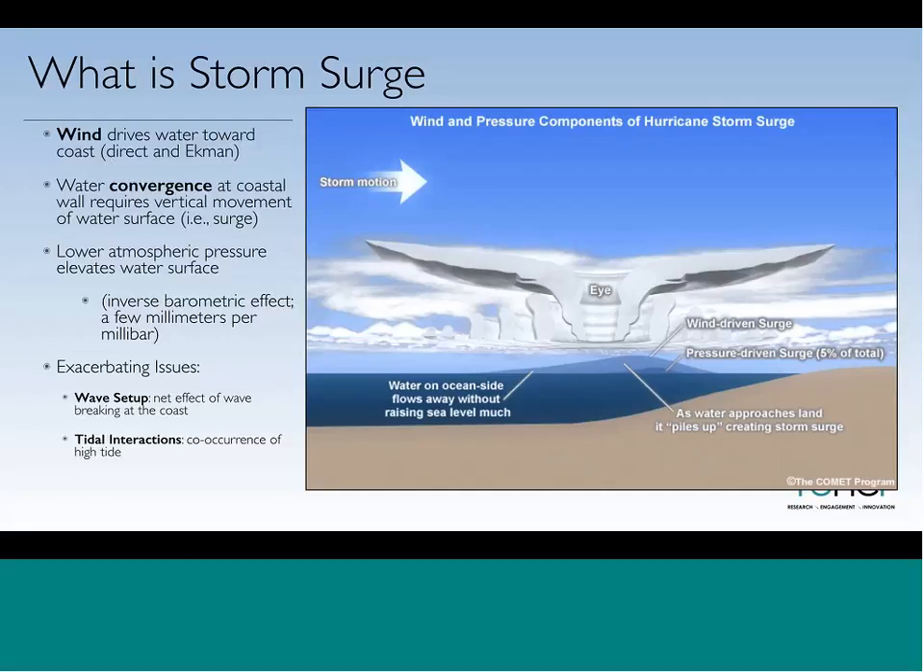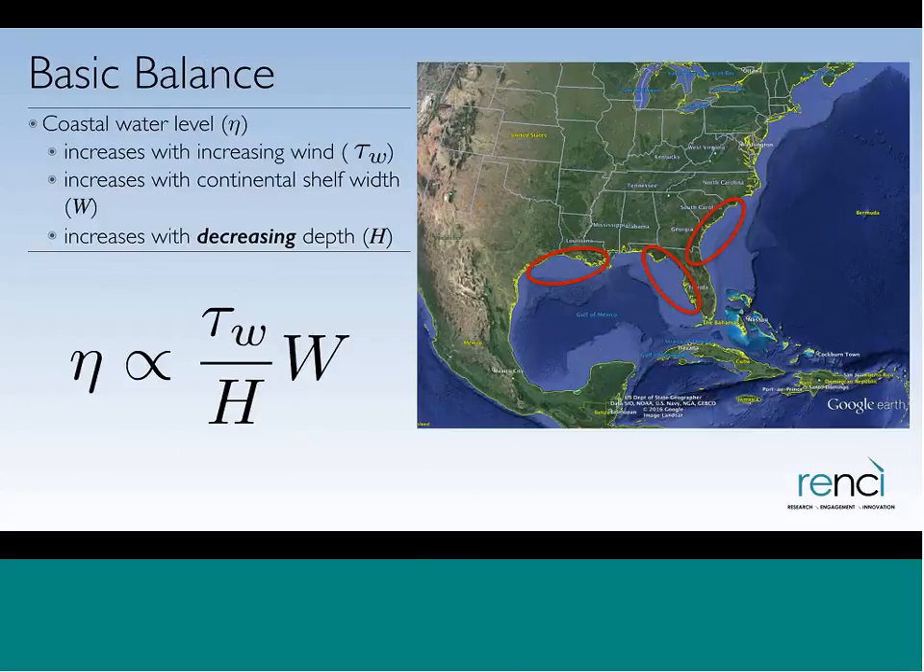This is a picture or a cross-section of a hurricane, and you can see on the right-hand side there's a part that says wind-driven surge, and that's just the water as it gets close to shore piling up. There are other components to the storm surge that are important, but not at the level of this discussion. But again, this is available for people that want to know a little more.